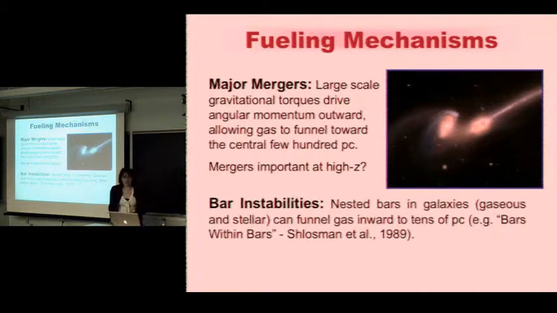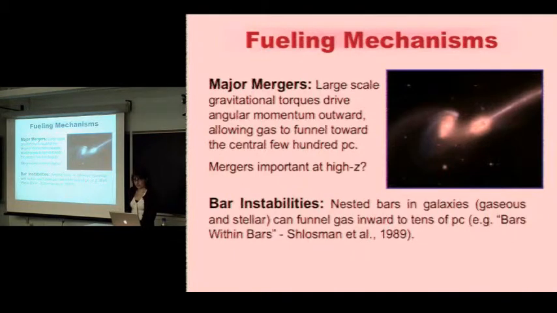Bar instabilities might be useful in this regard. In this case, you have a large bar in a galaxy, whether it's a stellar bar or a gaseous bar. But this can create a gravitational torque that drives matter inward as well. For example, in the case of bars within bars, which is a mechanism proposed by Isaac Schlossman and collaborators, you have a large-scale bar which funnels material inward, where it then halts, but then becomes unstable again and forms a secondary bar, which takes gas all the way in to the central tens of parsecs or so. And then you can have other processes that take over, like viscous transport and things like that.